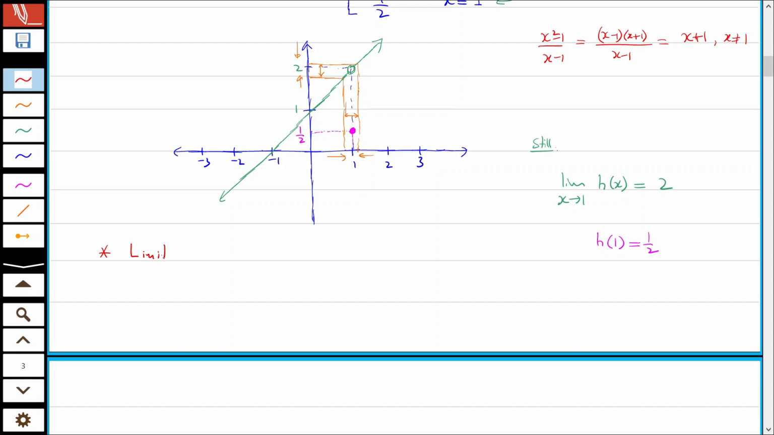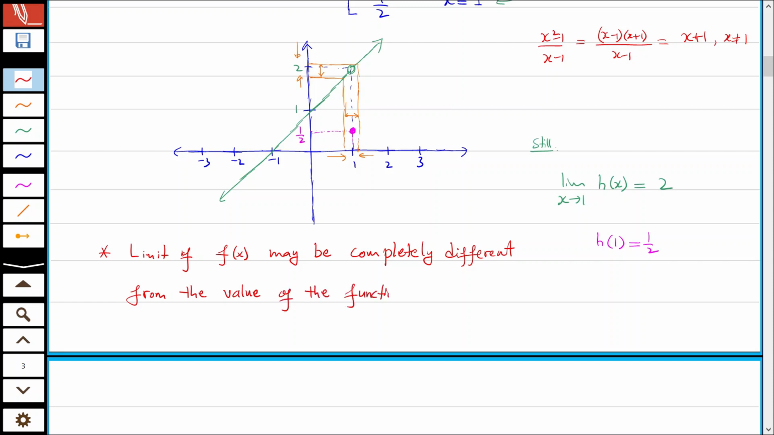Limit of f of x may be completely different from the value of the function at x equals c. Just like in this case.